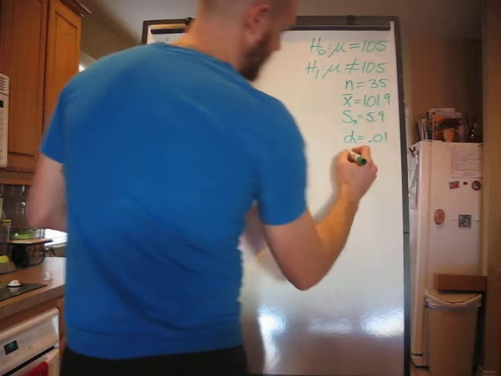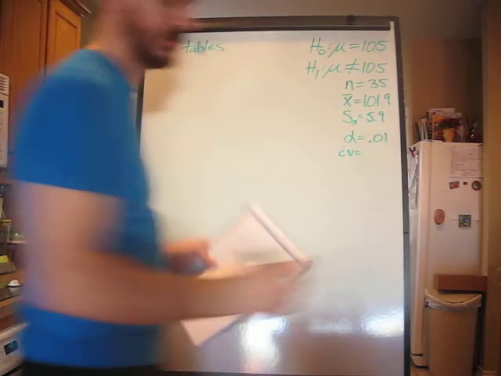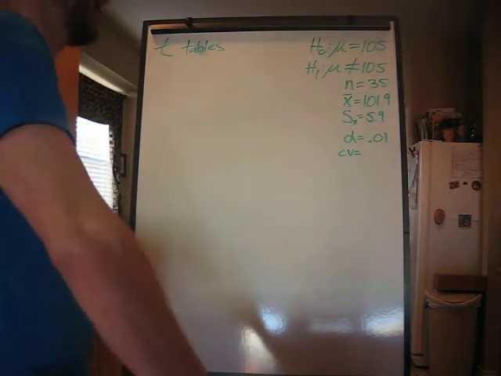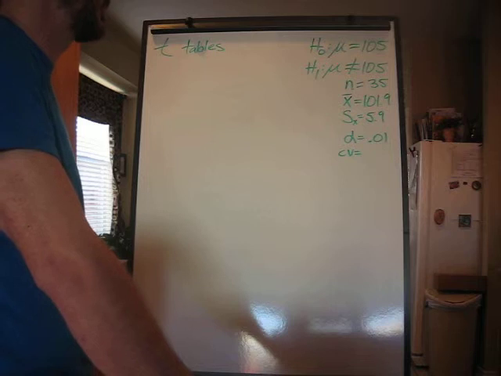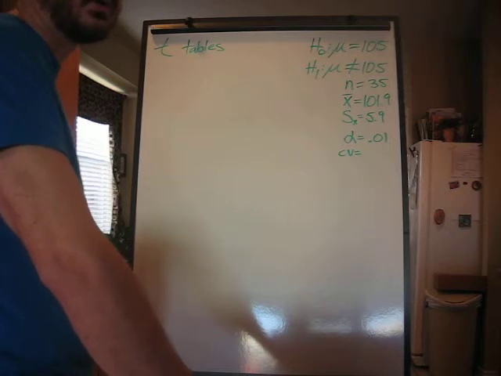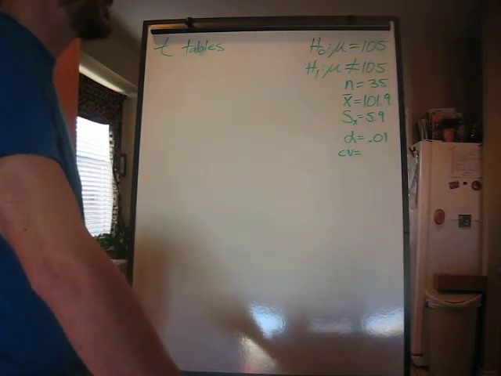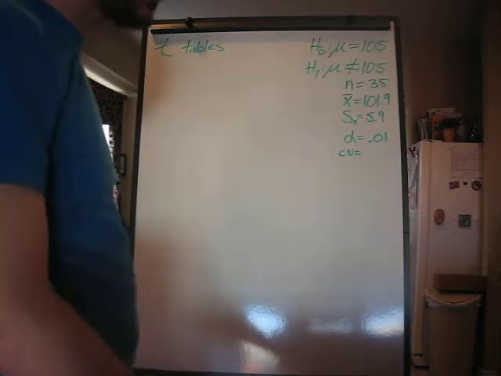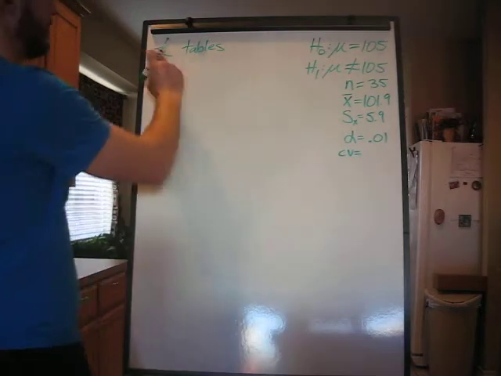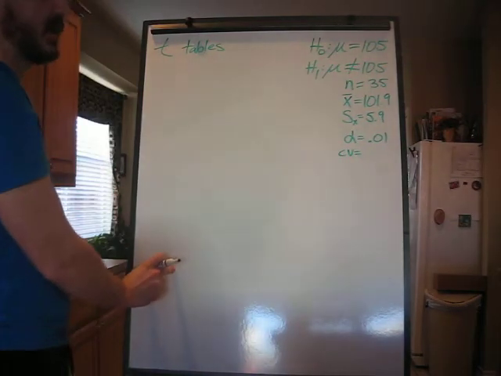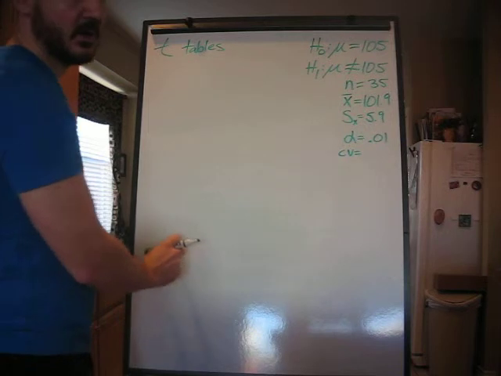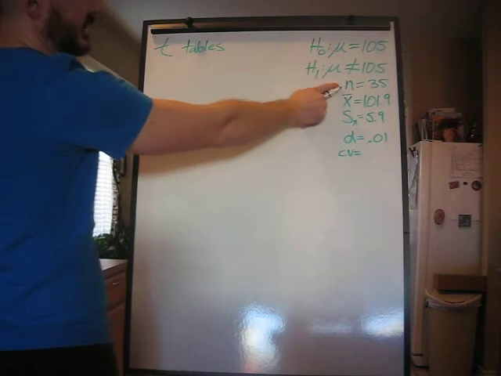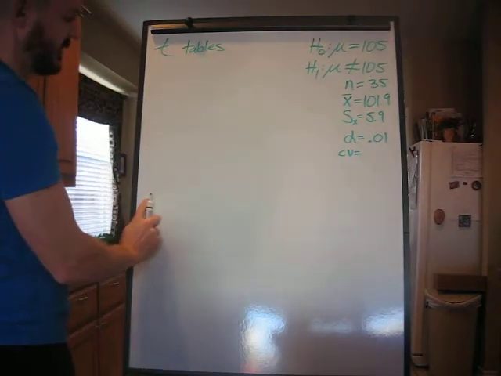Now to find the critical value, you will need to determine whether your test statistic T is in the rejection region or not. To find that, you will use the t-tables in the back of your textbook or online. The t-tables have numbers across the top and numbers down the left column. The left column is your degrees of freedom. Degrees of freedom is always n minus 1. N is 35, minus 1 is 34, so find 34 on the left side.